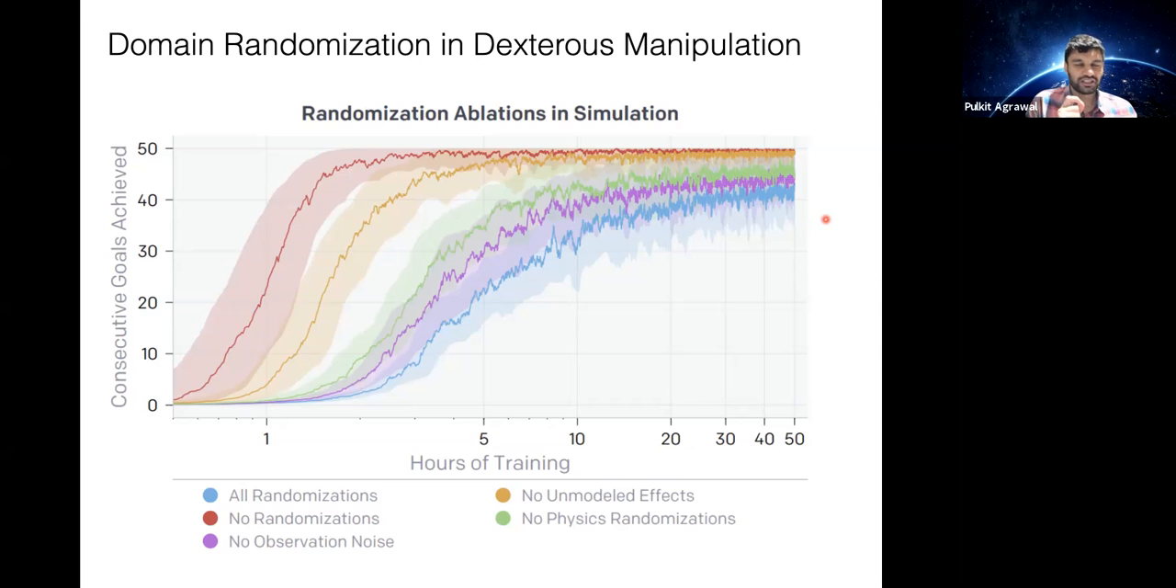So any questions, or any comments or thoughts on domain randomization?